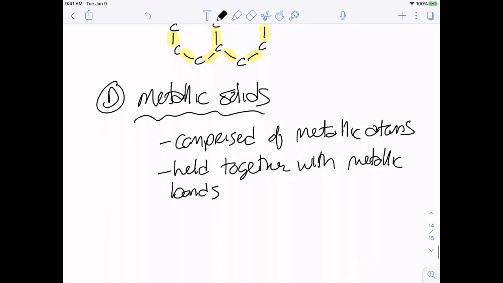We could do any sort of example, right? If I had a gold bar, if I had a piece of aluminum, any sort of just metal. It could be an alloy too, so something like brass, which is a combination of different types of metals, would also be a metallic solid.